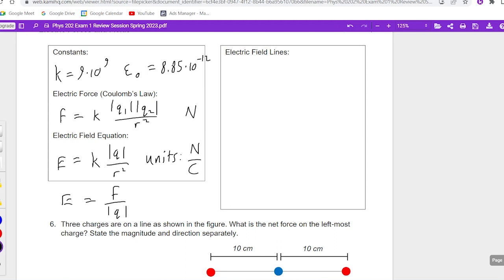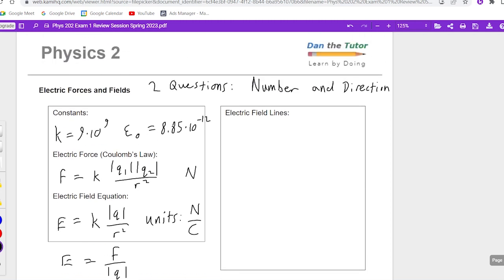And now for electric field lines. The first thing we need to know is that electric field lines will always point away from positive charges and they point towards negative charges. Now let me put a dividing barrier in between these two, because I'm not saying they're interacting with each other. They're not dipoles, we would say.